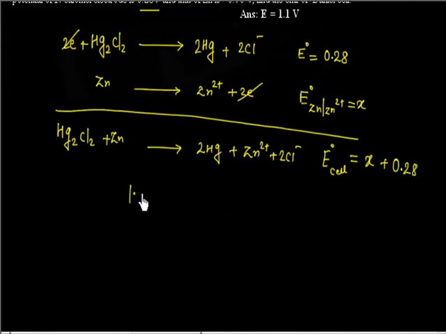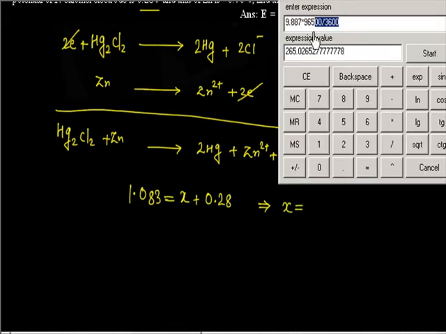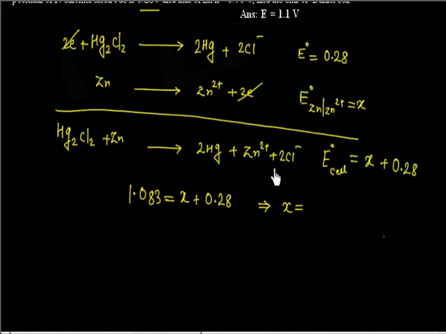So 1.083 equals x plus 0.28. From here I can calculate x. So what is x? Let us calculate: 1.083 minus 0.28, this value is 0.803, so x is 0.803 volt.